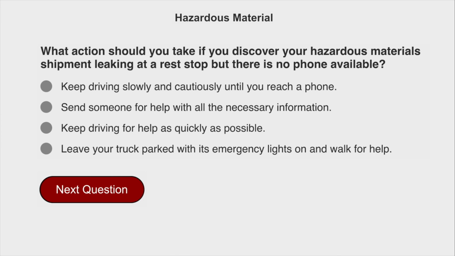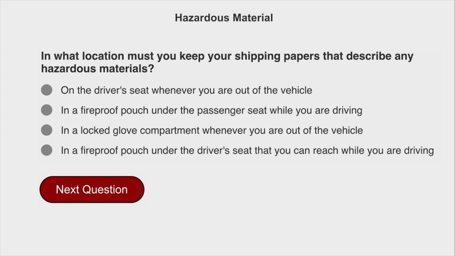What action should you take if you discover your hazardous materials shipment leaking at a rest stop but there is no phone available? Send someone for help with all the necessary information. In what location must you keep your shipping papers that describe any hazardous materials? On the driver's seat whenever you are out of the vehicle.